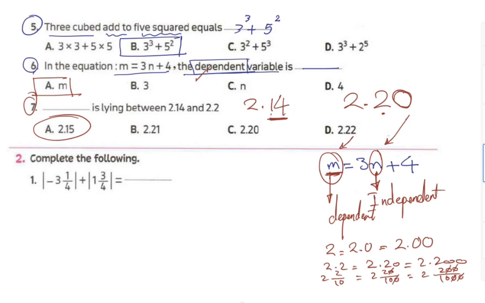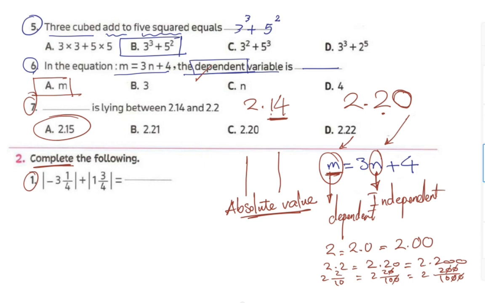Go to question number 2. Complete the following. The first point here, we have this stick. We call it absolute value. What does this stick do? Any number, if it is positive, will come out of this stick as positive again. But if the number inside this stick is negative, when you get it out of this stick, it will be positive. So with this stick, positive is positive, negative is also positive.